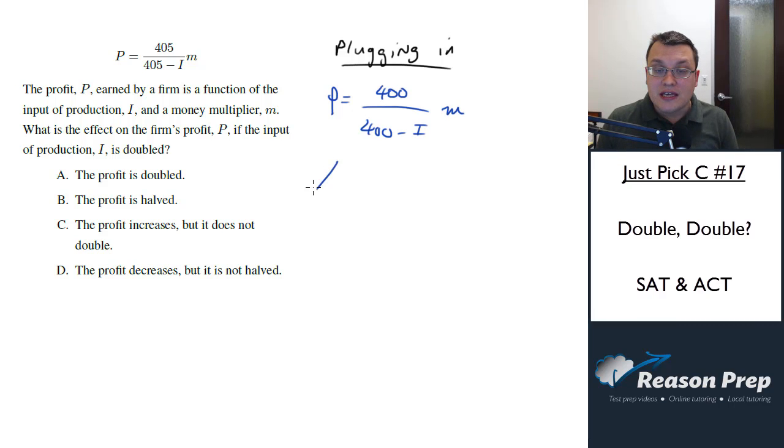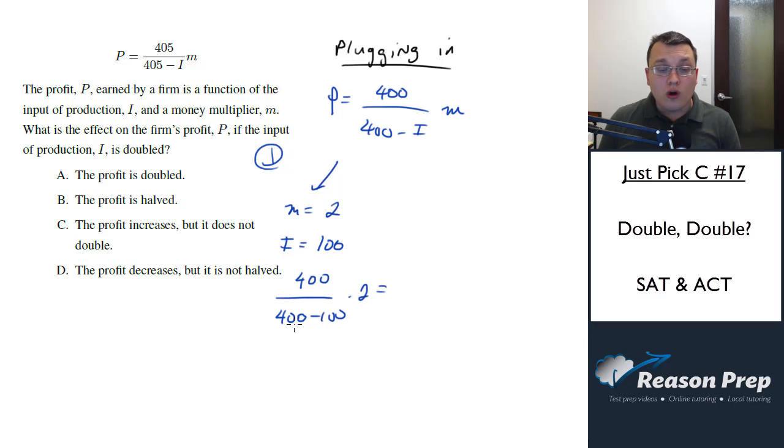And now let's come up with our two cases. So in case one, let's make M 2, just keep things simple. And let's make I, let's say 100. Use simple numbers when you can. It'll make your math a lot easier. So in case number one, we're going to get 400 over 400 minus 100 times 2. 400 over 400 minus 100 is 400 over 300, which is 4 over 3 times 2, which gets me 8/3.